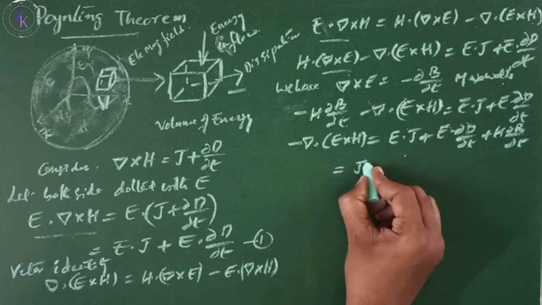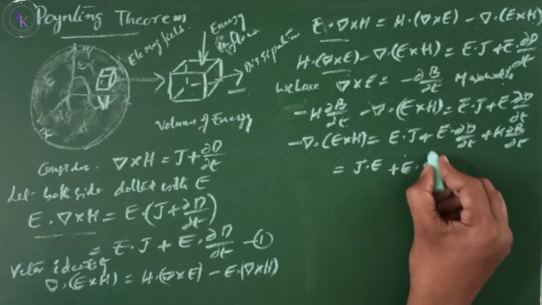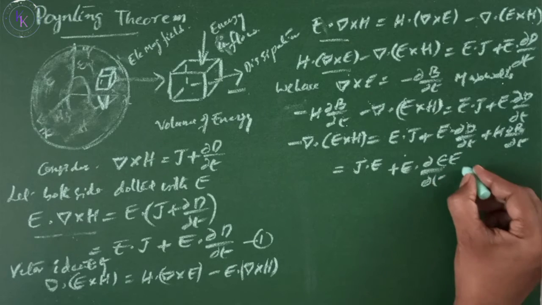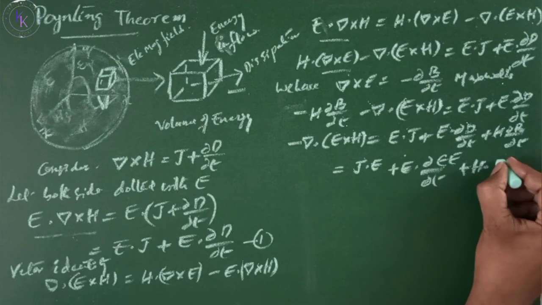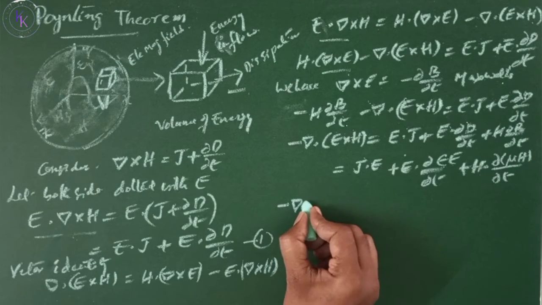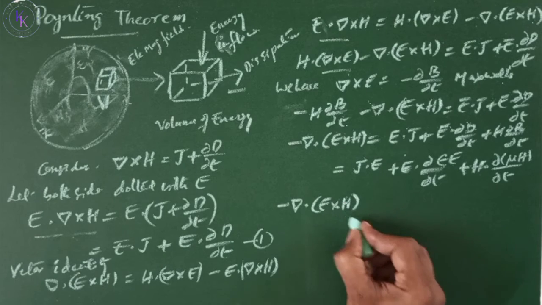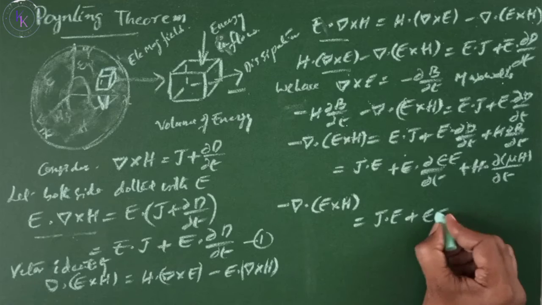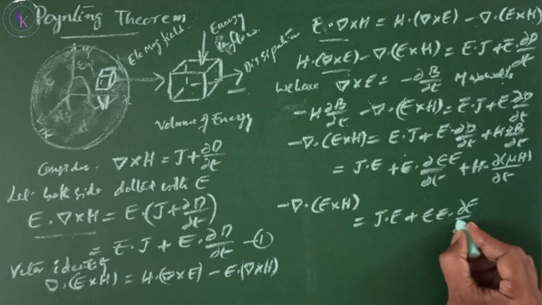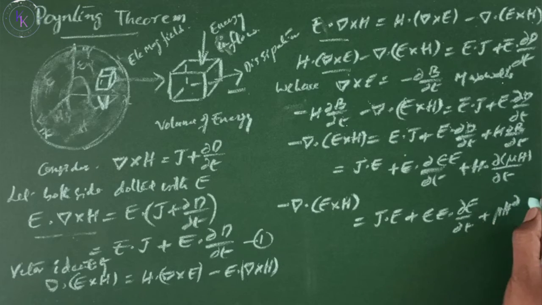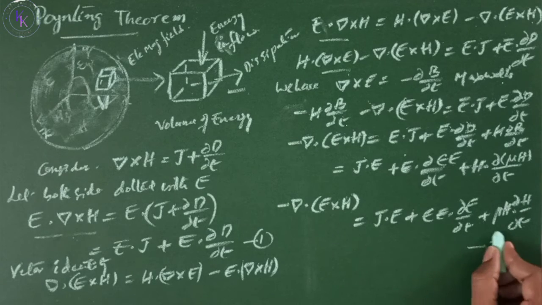I'm writing this as J dot E plus E dot dou by dou t, substituting the value of D. D is nothing but epsilon E. Similarly, H dot dou by dou t of mu H. So minus del dot E cross H equals J dot E plus epsilon E dot dou E by dou t plus mu H dot dou H by dou t. Let this be equation number 2.